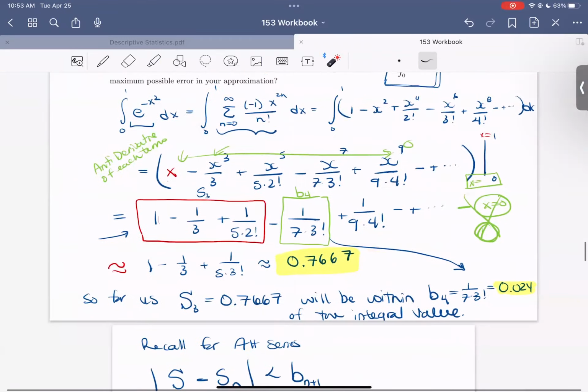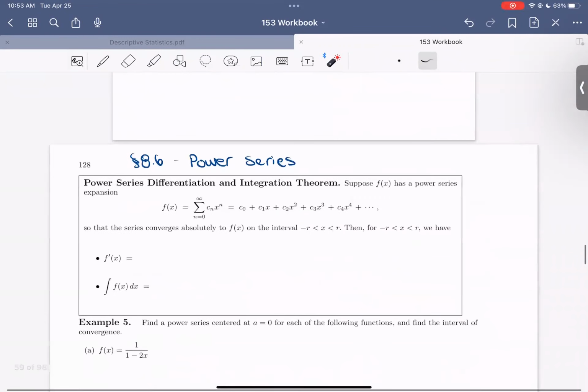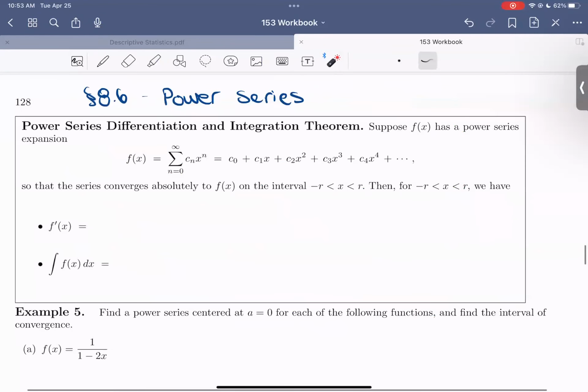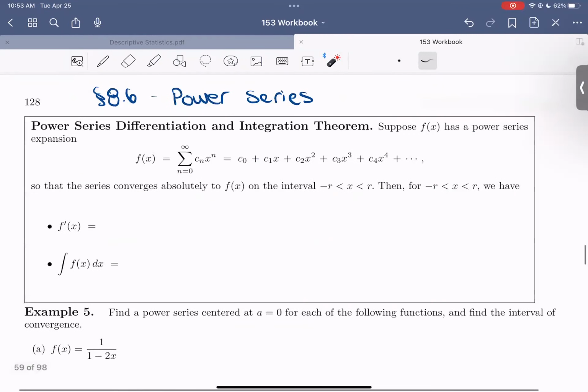In this theorem on page 128, we are told which types of power series we can do that with. That is, which power series we can compute the derivative or integral of the function by just computing the derivative or integral of each term. Okay, so let's take a look at that.